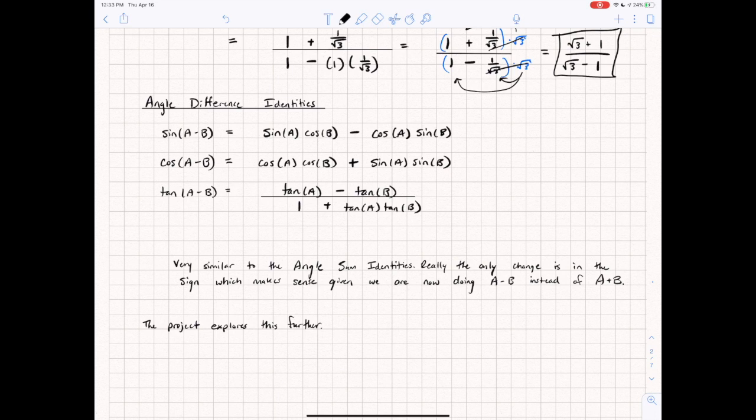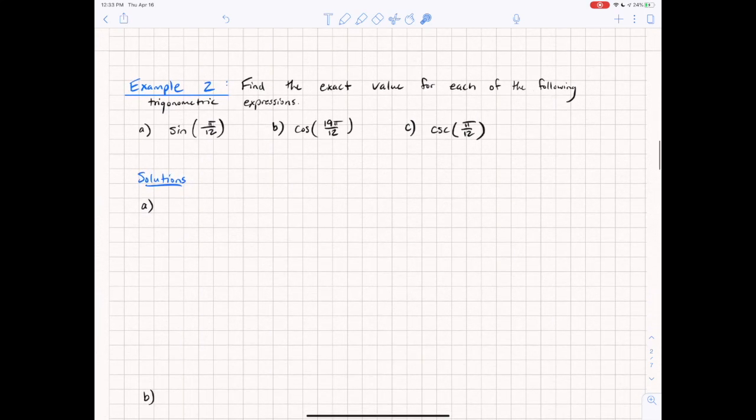All right, so the second example we're going to look at is now you doing this angle difference problem. So find the exact value. You'll notice the directions will be the same. So find the exact value for each of the following expressions. So sine of pi over 12, cosine of 19 pi over 12, that should look familiar, and then cosecant of pi over 12. In other words, can the reciprocals come in here? And so let's start with sine pi over 12.